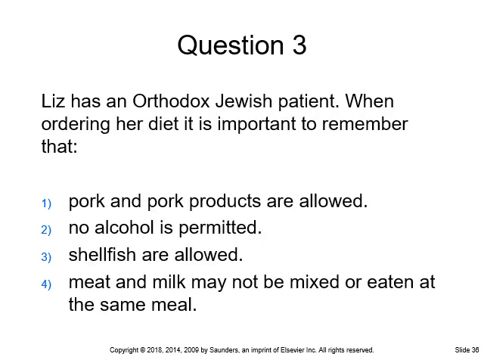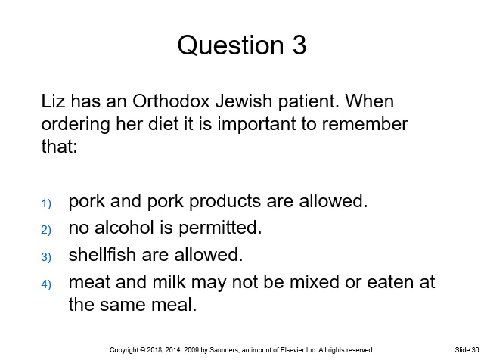Third question. Again, for question number 3, place your response under the Shared Notes section. Liz has an Orthodox Jewish patient. When ordering her diet, it is important to remember that: 1. Pork and pork products are allowed. 2. No alcohol is permitted. 3. Shellfish are allowed. 4. Meat and milk may not be mixed or eaten at the same meal.